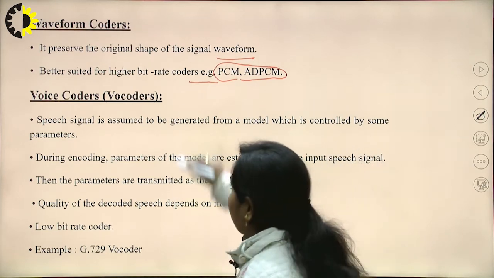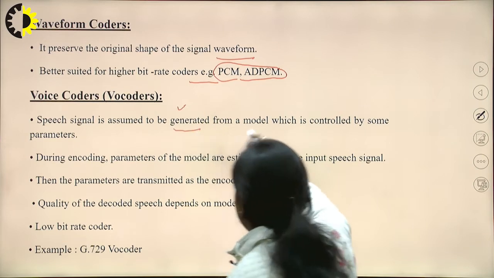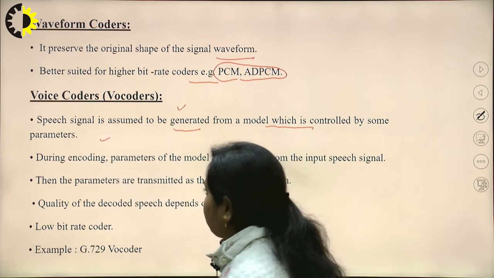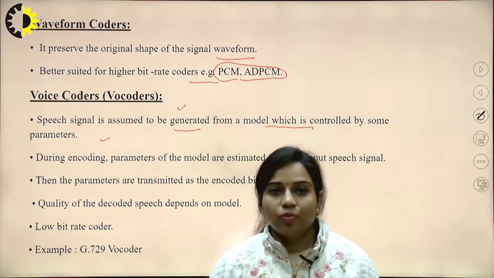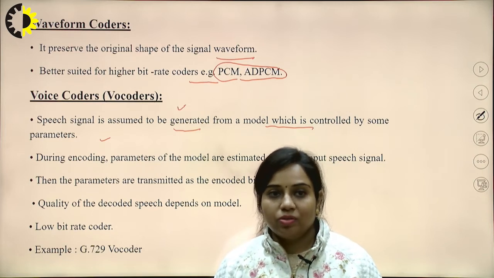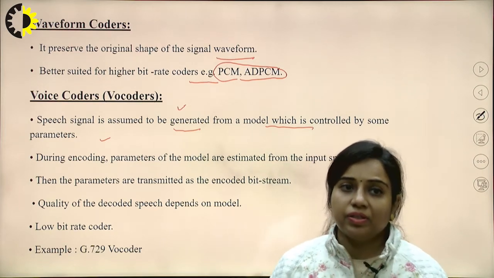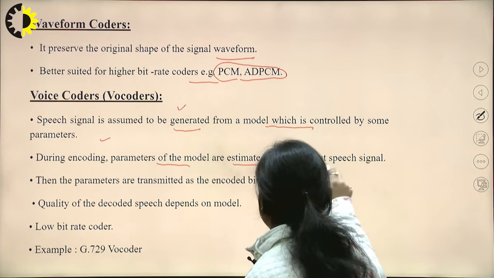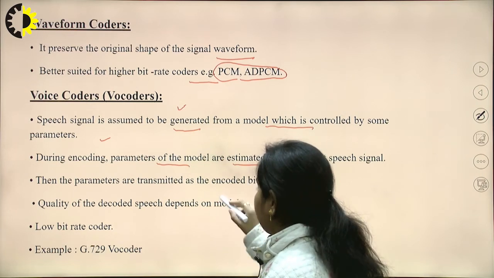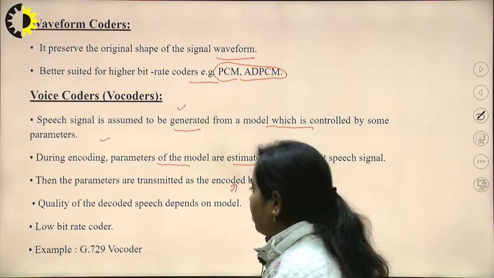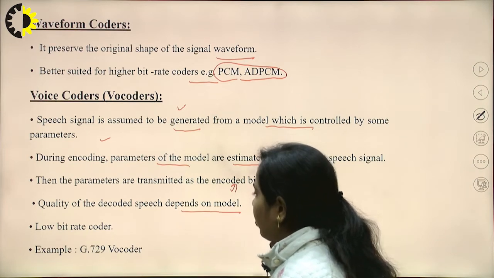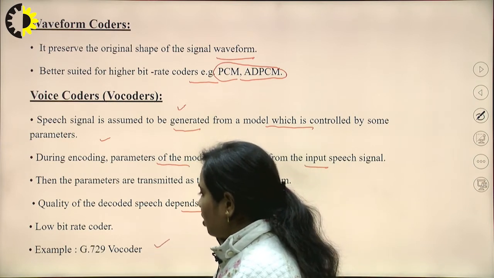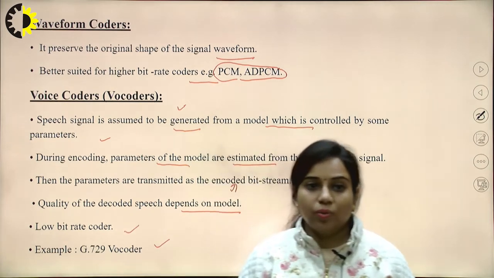Now voice coders are also known as vocoders. Speech signal is assumed to be generated from a model which is controlled by some parameters. Some of these parameters are the pitch of the human voice signal and the frequency of the voice signal. You have to consider these in the processing of the speech signal. During encoding, parameters of the model are estimated from the input speech signal. Then the parameters are transmitted as an encoded bit stream. Quality of the decoded speech depends on the model. An example is the G.729 vocoder, which is a lower bitrate coder.